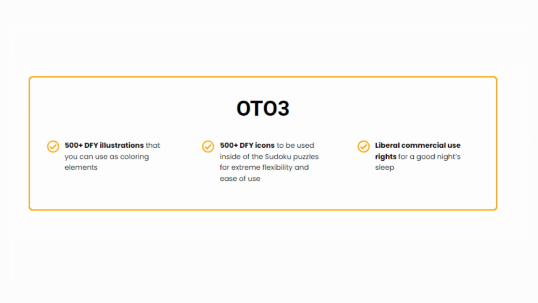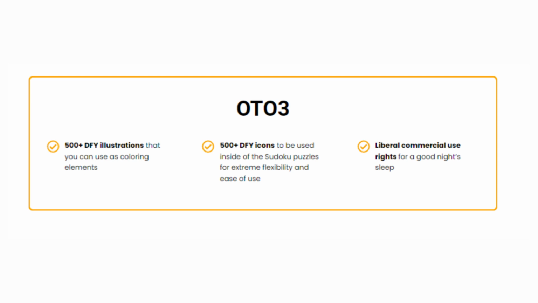Then with the third upgrade, you get 500 done for you illustrations that you can also use as coloring elements. So you could make an activity book as well with this. And 500 illustrations is quite a lot because you can also combine them and create different scenes and different pages. So this is just such a good bonus, and it can be used in so many ways, not just for these puzzle books. And you also get 500 done for you icons to be used inside of the Sudoku puzzles for extreme flexibility and ease of use.